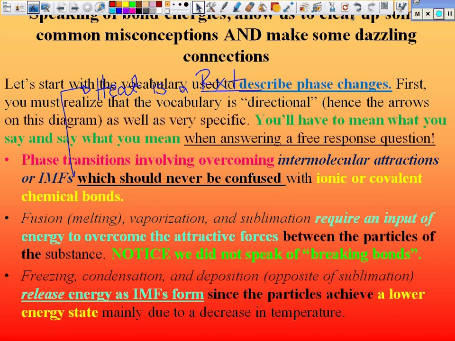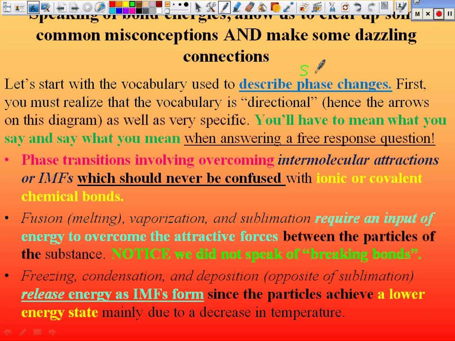All right, so the next one. Help me up here. What does that say? Speaking of bond energies, allow us to clear up some common misconceptions and make some dazzling connections. I like that word, right? Dazzling connections. I copied and pasted that. That's not my word. Let's start with the vocabulary used to describe phase changes. So let's start right here. Number 1. What is a phase change?